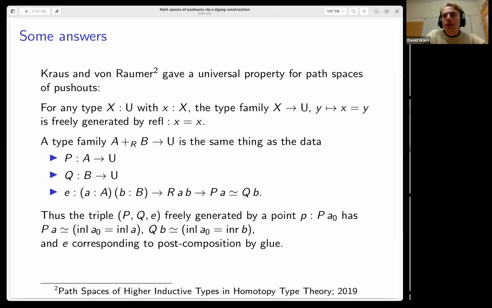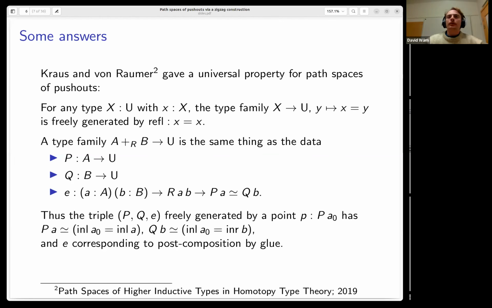So they give a universal property, or they call it an induction principle for the path spaces. And the idea behind this is simple enough that I can try to present it in one slide. So in general, if I have any type X with a point little x, we have this type family given by identity types with little x. And the universal property of this type family says that it's freely generated as a type family by reflexivity. This is what the J rule expresses, if you like. Okay, so this is the general story.